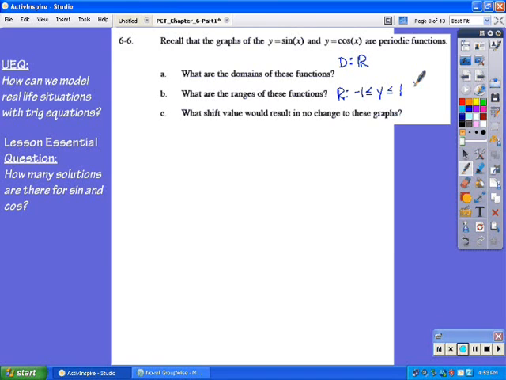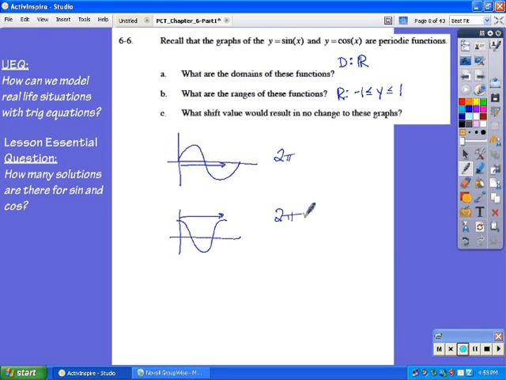What shift value would result in no change to these graphs? So if I wanted to take a sine graph, how far would I have to shift it to the right so that it ends up being equal to itself? In this case, I would have to shift it the length of one period, which would be 2 pi. The same thing applies for cosine. How far would I have to shift the cosine graph so that I end up getting the same picture over again? And again, that is 2 pi.